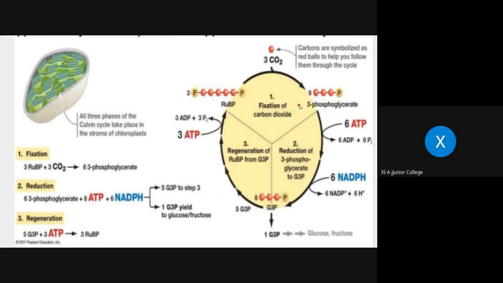So this is also called the C3 pathway. Are you getting? Which is the first stable compound in this pathway? PGA, phosphoglycerate you can say, or phosphoglyceric acid also you can say. Okay, so this is the first stable and that is a 3 carbon compound. So this is called the C3 pathway.